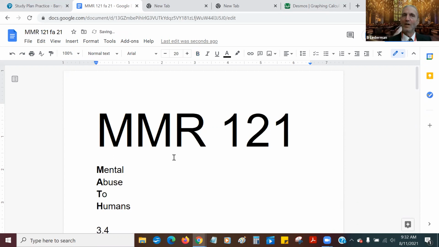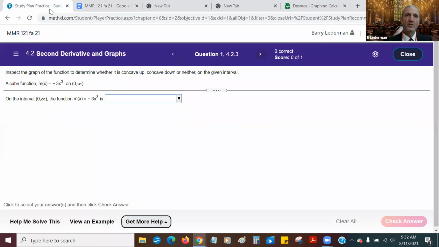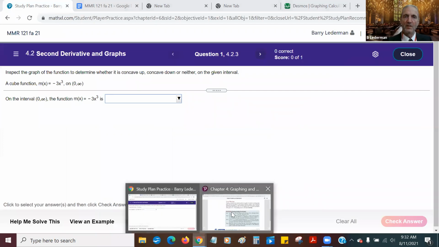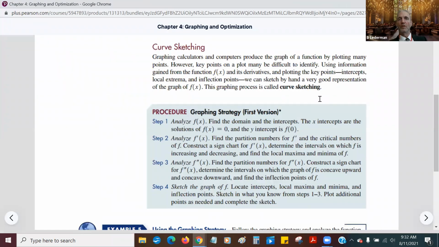Alrighty. So let's go back to where we were. This is the procedure that we're going to use, the strategy for graphing. When you have a function f of x, the first thing we do is look at the domain, the intercepts, the x-intercepts, the y-intercepts. Basically, you want to do all the stuff that you could do without calculus, all the stuff you could do just using algebra, first, and get as much information as you can about this graph.